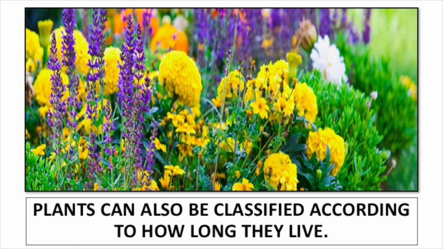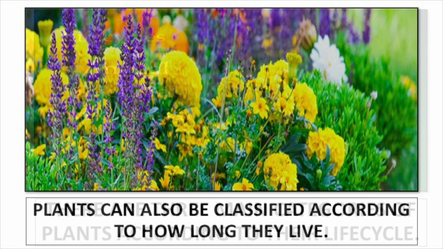Plants can also be classified according to how long they live. Yes. In the previous lesson, we classified them based on 2 groups. Flowering, the plants that produce flowers, and non-flowering, that don't produce flowers. But there's another way to classify them too, based on how long they live for. And there are 3 categories.